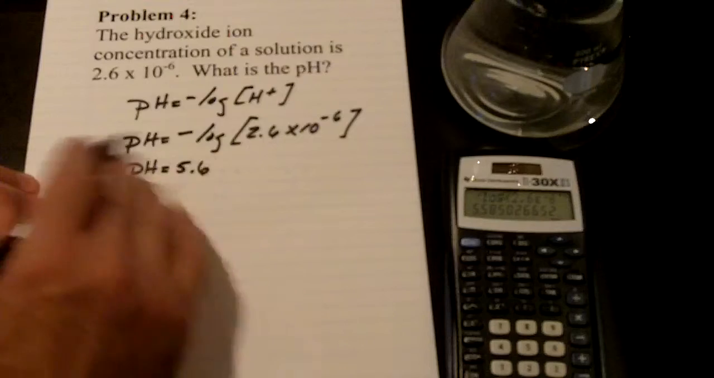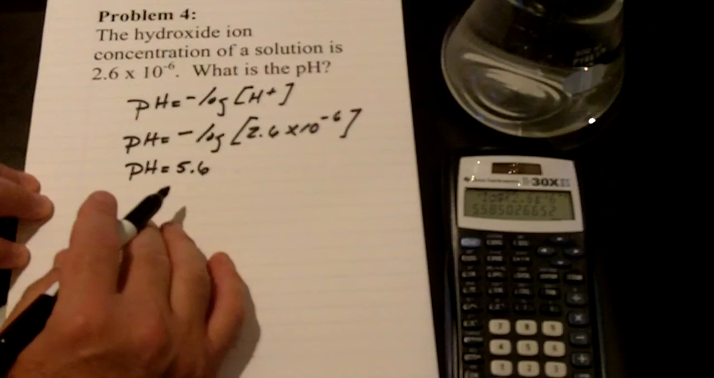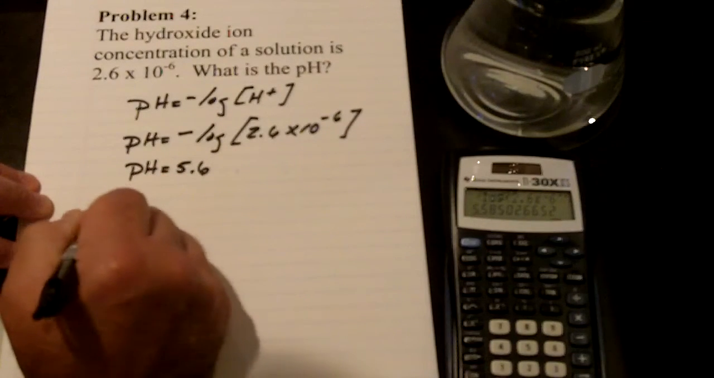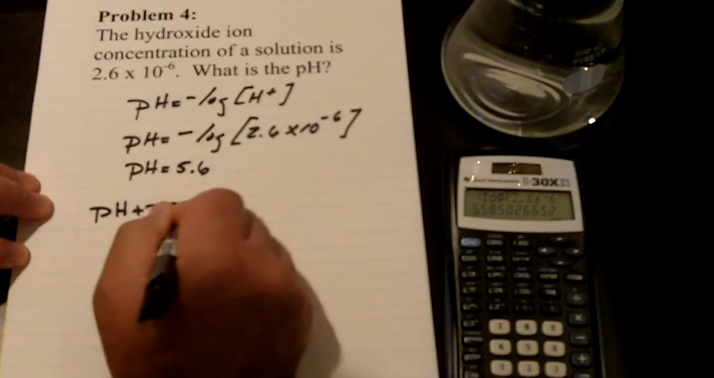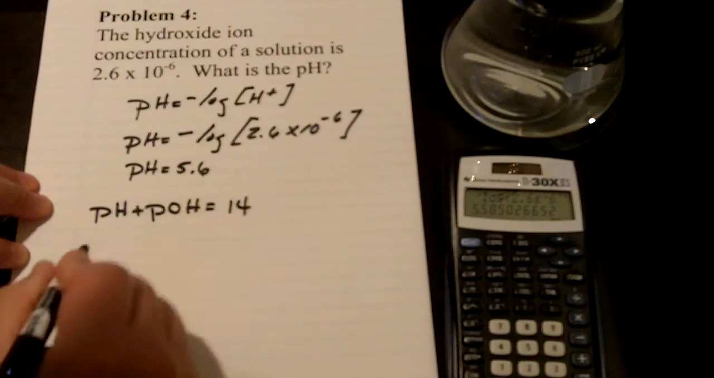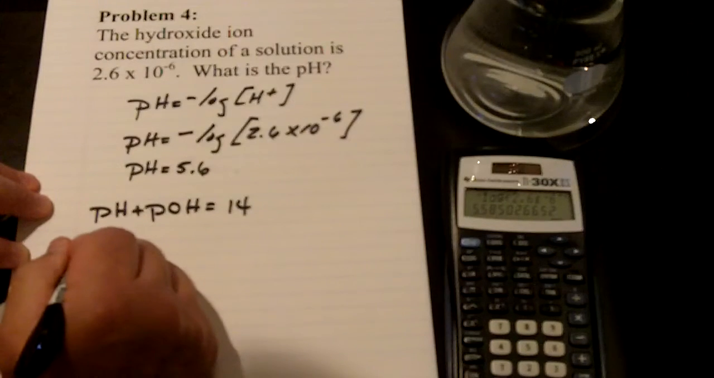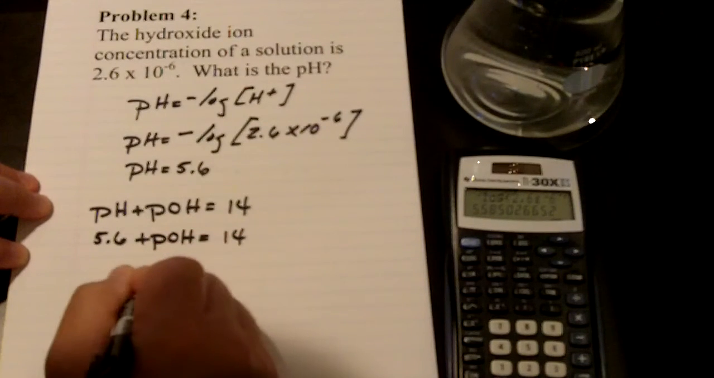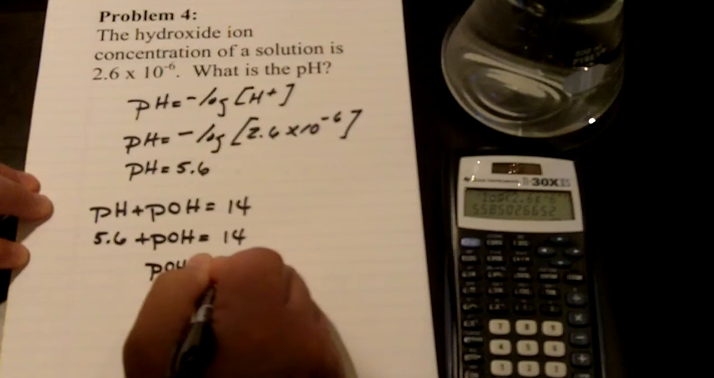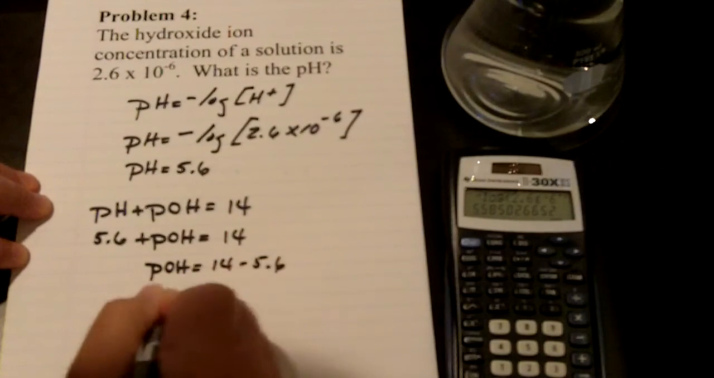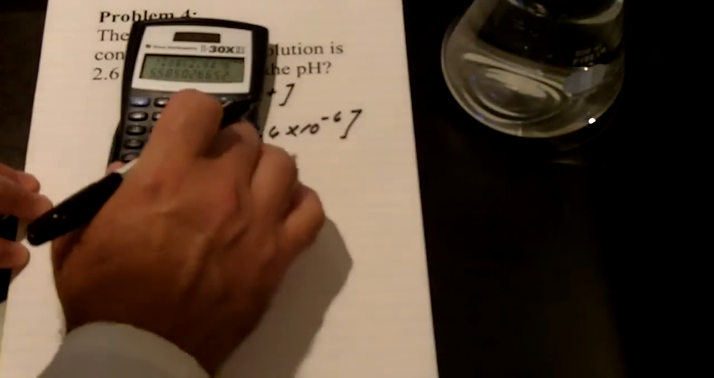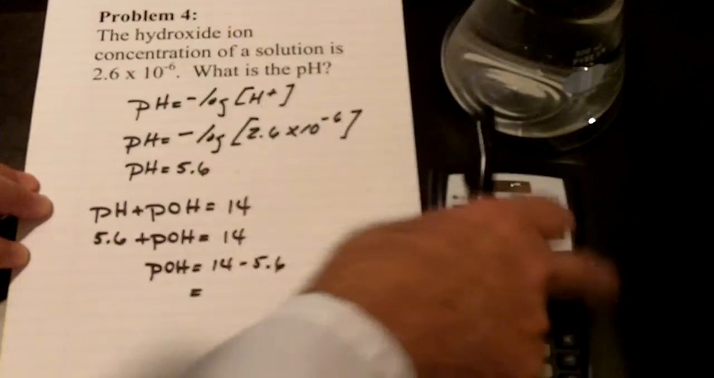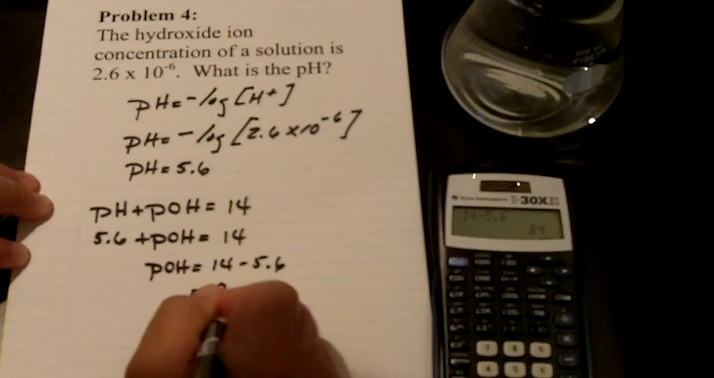Now we're going to go a little bit further than the problem requires. I'm going to go ahead and ask for the pOH now. Remember that the pH plus the pOH is equal to 14. So if I know the pH is 5.6, I can say 5.6 plus pOH is equal to 14. pOH is equal to 14 minus 5.6, and that's 8.4. So the pOH then is equal to 8.4.